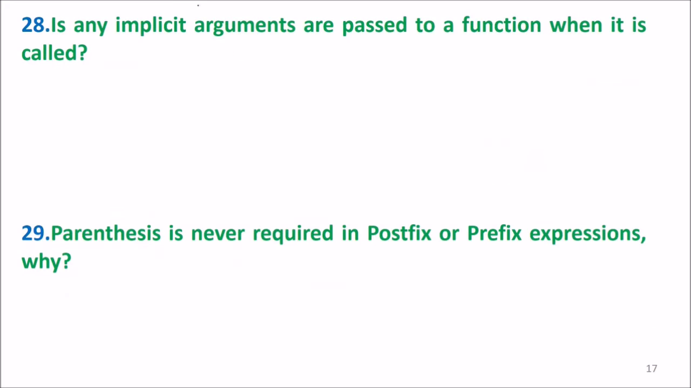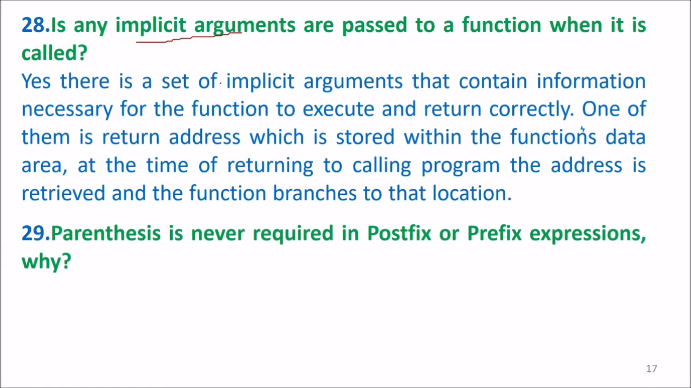Are any implicit arguments passed to a function when it is called? Yes. There is a set of implicit arguments that contain information necessary for the function to execute and return correctly. One of them is the return address, which is stored within the function's data area, and at the time of returning to the calling program, the address is retrieved, and then the function branches to that location.